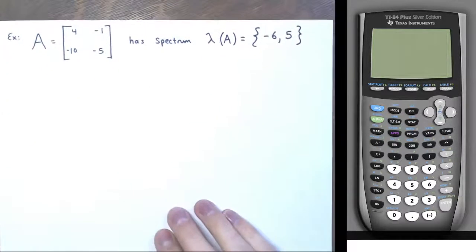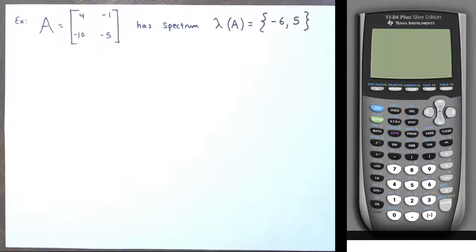Let me do it again here. I'm going to do one more 2 by 2 example, and then a 3 by 3. I'll do a 3 by 3 that I didn't do in the last video, just to be a little different. So the next one is another 2 by 2 that I had in the last video I did, where I found the eigenvalues.